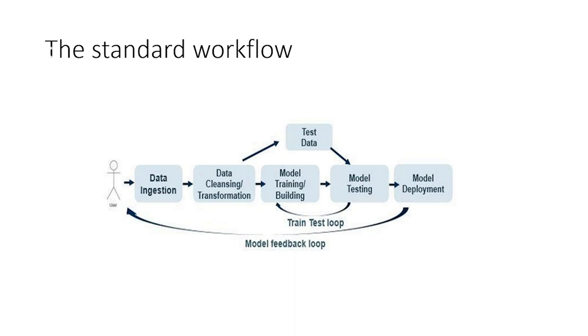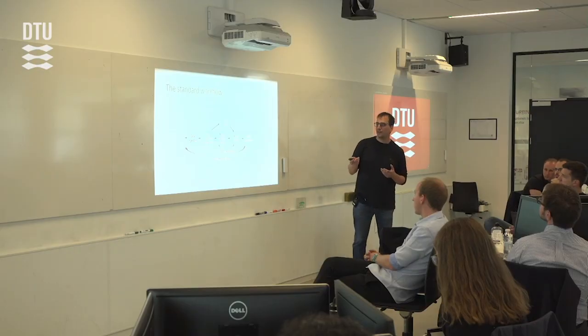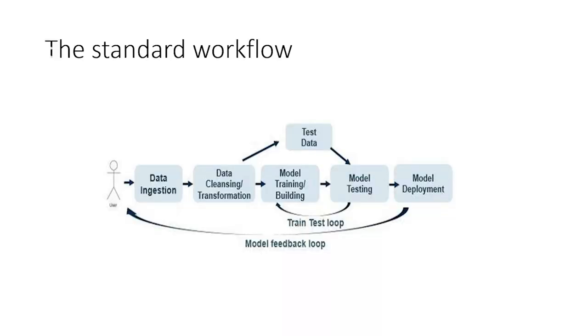have to deal with. Basically, you get data, clean the data, you transform it, you shape it, and then you split it into two, the test data and the training data. Now you have a model training and building and model testing loop, so you do it many times. Occasionally you look at the test data. If you're happy, you deploy it. Your boss shouts at you why it doesn't work. And then you go back to asking for more data.